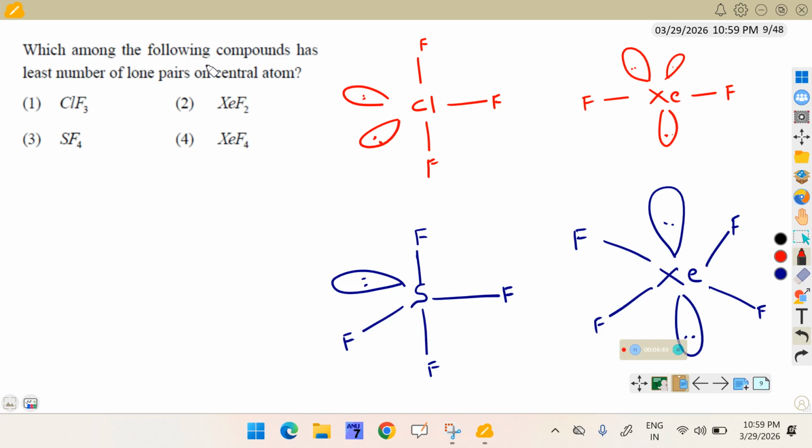Which among the following compounds has the least number of lone pairs on the central atom? ClF3 contains 2 lone pairs. XeF2 contains 3 lone pairs, SF4 contains only 1 lone pair, XeF4 contains 2 lone pairs. The least number of lone pairs is in SF4.